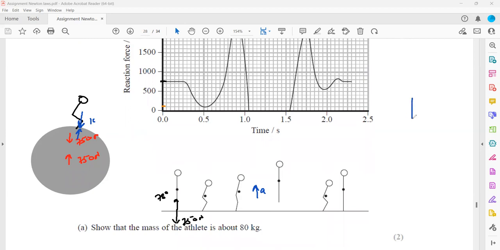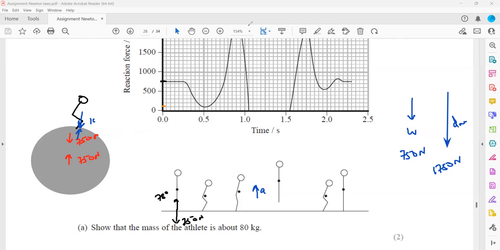So the total downward force is equal to the weight plus the extra force which the athlete applied. So 750 Newton was the weight plus the extra force which the athlete applied as he pushed the ground. Because the total force is 2,500, it's about 1,750 Newton that he should apply as a downward force. This is a force from the athlete.